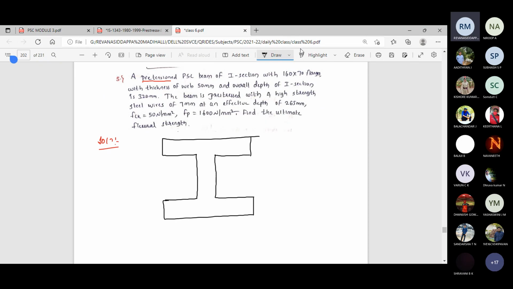160 by 70 flanges. 160 is the width of the flange, and 70 is the depth of the flange. With thickness of web 50 mm. Web thickness is given as how much? 50 mm. Overall depth of the I section is 320 mm.